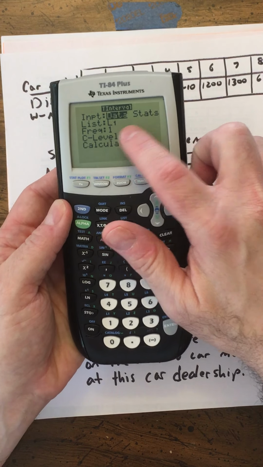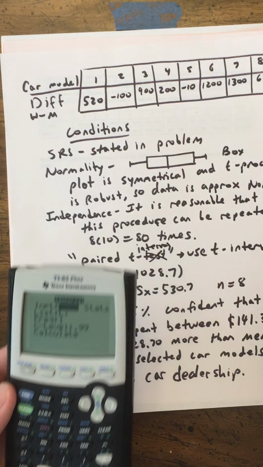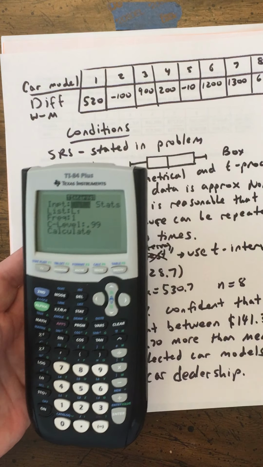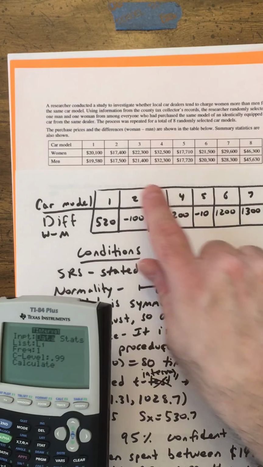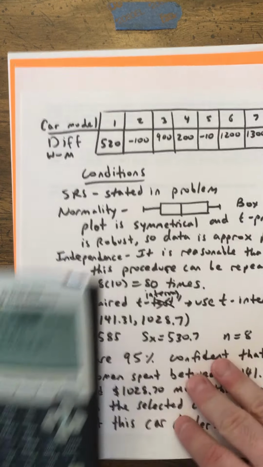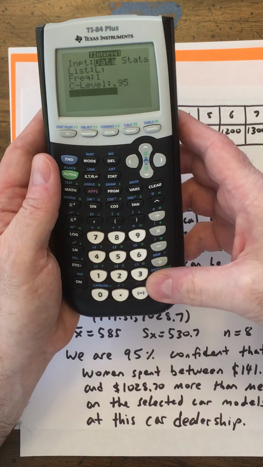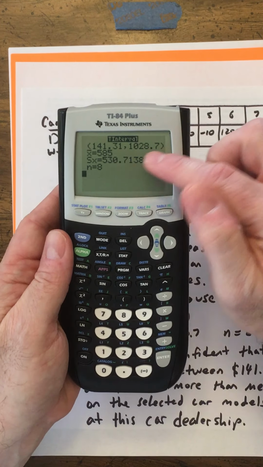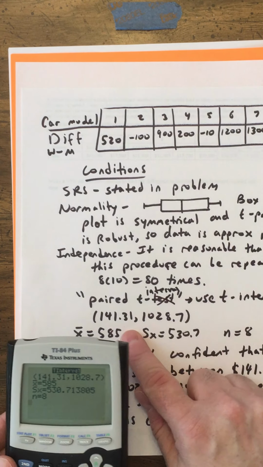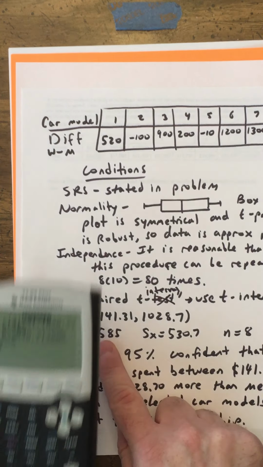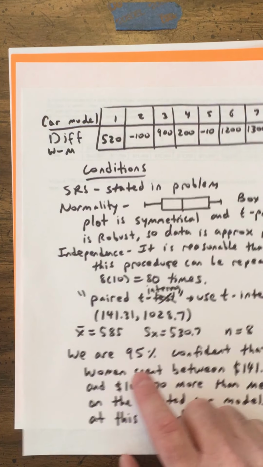The only other information you need to include is what is the confidence level? In our particular problem, the confidence level, it said, was 95%. So we're just going to have to change this value to 0.95 and calculate, and it's going to give us that interval, which is 141.31 and 1028.7. Write down all this information here.